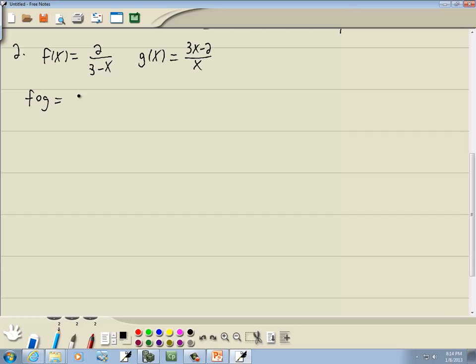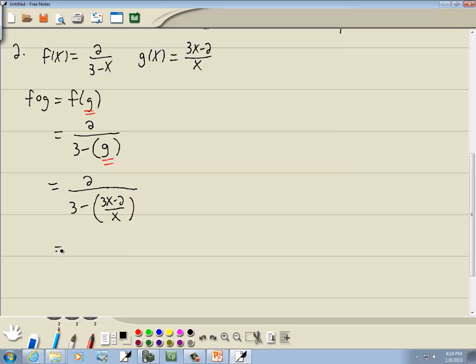We have to find the composition of f and g. Remember, that's f of g. So we're going to take our f of x, and wherever we have an x, we'll put in parentheses. So we've got 3 minus parentheses. Now, whatever is inside the parentheses up here is what you put inside the parentheses down here. So we're going to put g in there. But g is equal to 3x minus 2 over x. So let's put that in there.